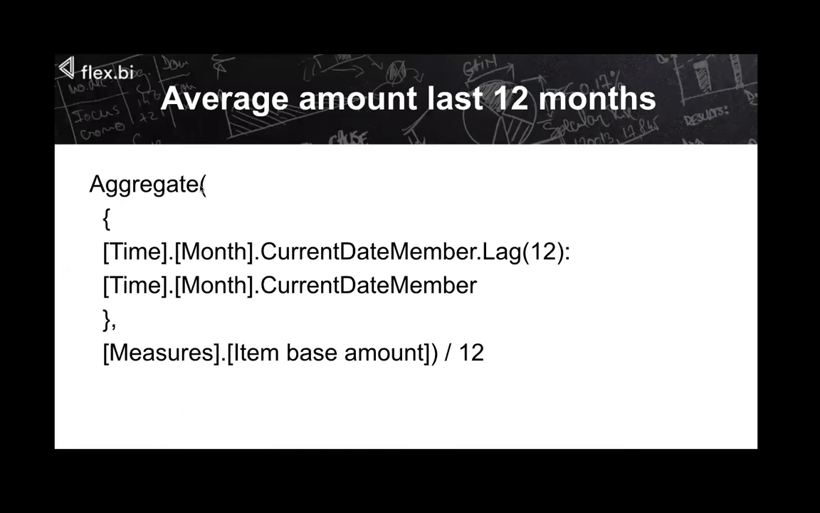So, and this aggregate function calculates the item base amount, what is the numeric expression, and divides it by 12, because we always know that it's going to be 12 months before this month.